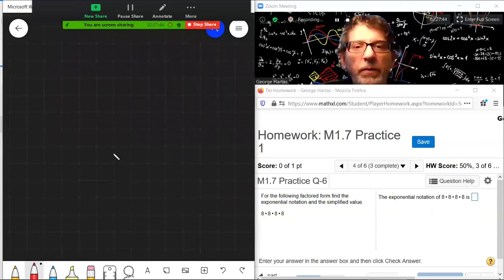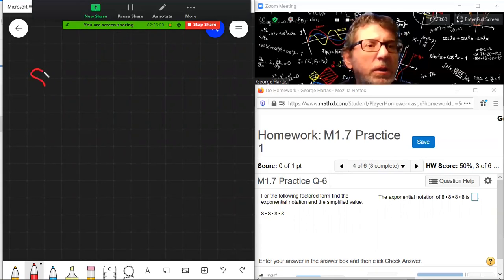Okay, now they're saying for the following factored form, find the exponential notation and the simplified value. So it's a two-part problem, looks like. Okay, now let's write this down first. 8 times 8 times 8 times 8.